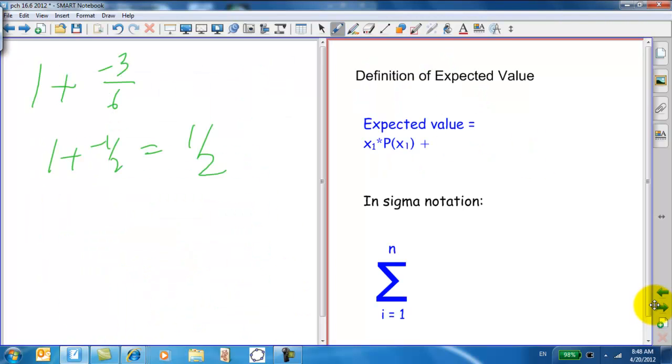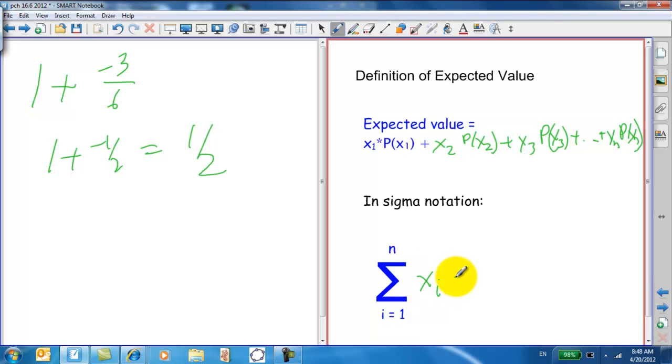Okay. Now here's the definition of expected value. Expected value is you take your first possible value times the probability of that value, plus the second times the probability of that value, plus the third possible value times the probability of that value, all the way up to the nth possible value times the probability of that value. So in sigma notation it's the summation from i equals 1 to n of x sub i times the probability of x sub i. Essentially you're doing a weighted average. You're using the probability to weight things.